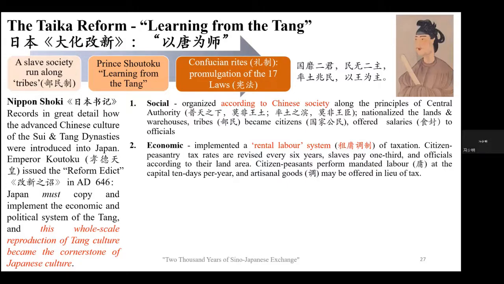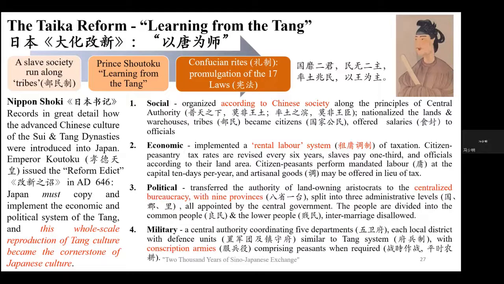We also have political changes, and now Japan has a centralized government like China, with 9 provinces split into different administrative levels. And there was also a military reform with a central authority comprising 5 departments and multiple local districts with local defense units.